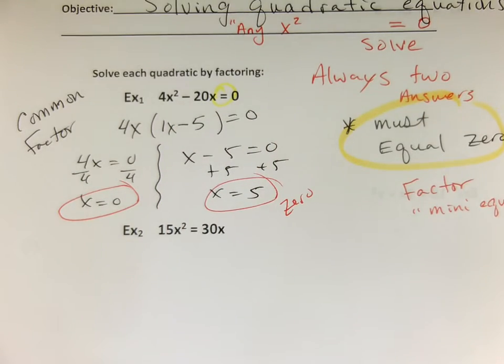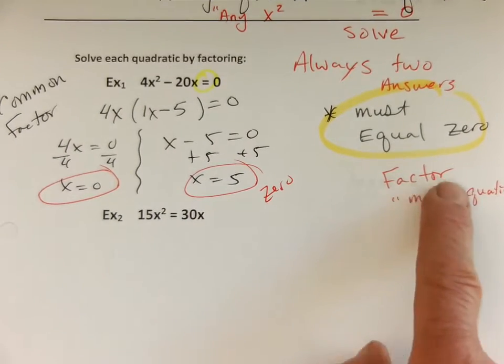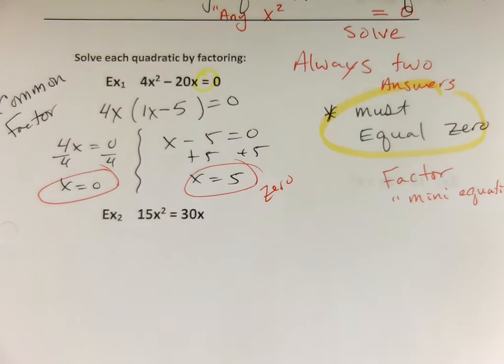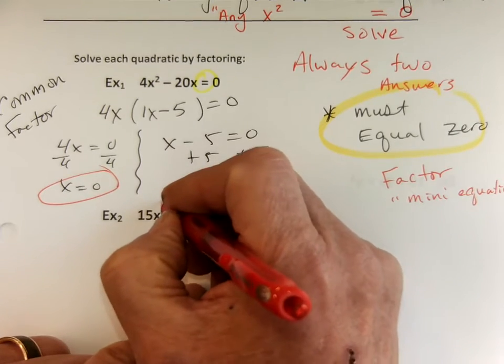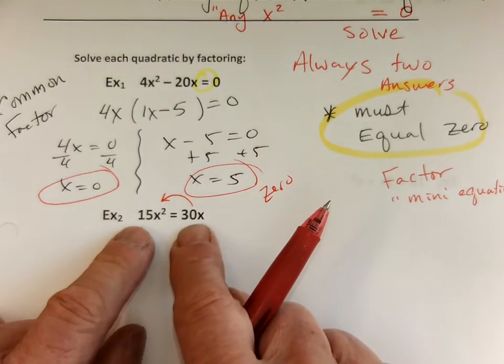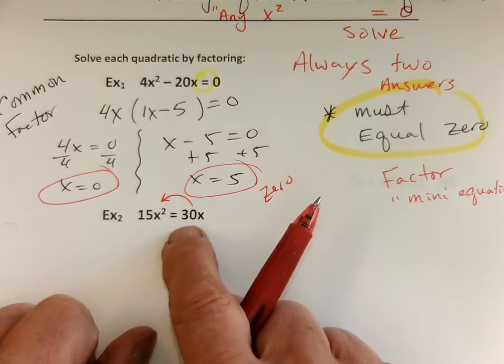Any questions? So let's find the zeros. In example two, it must equal zero. So I'm going to bring the 30x to the other side. So hopefully, we're in geometry now. You guys all agree if I subtract 30x, agree with that?